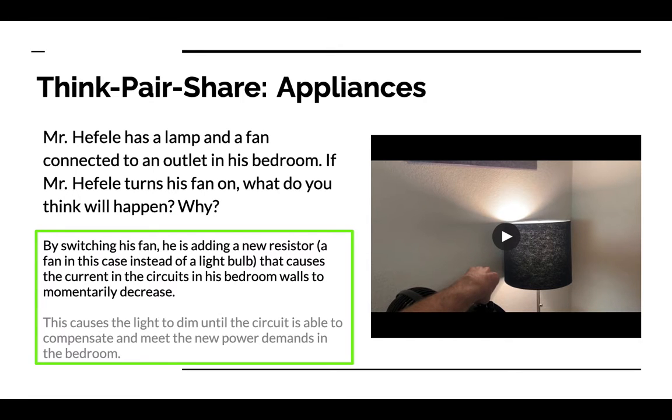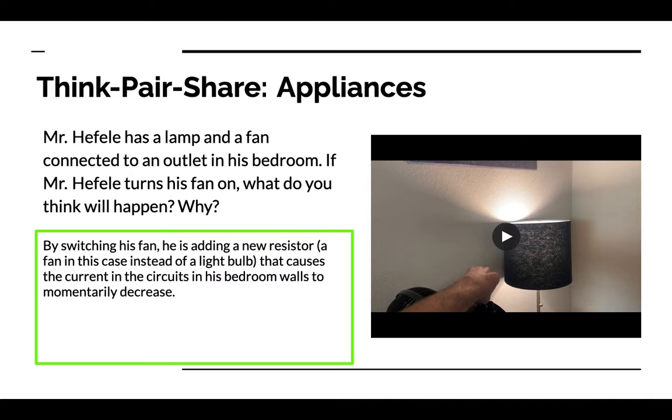So by switching on my fan, we ask, why is it that the light bulb momentarily dims for a moment when I turn on my fan? The reason is that by switching on my fan, I'm adding a new resistor, a fan in this case instead of a light bulb, that causes the current in these circuits in my bedroom walls to momentarily decrease. That is, if this is a series circuit.